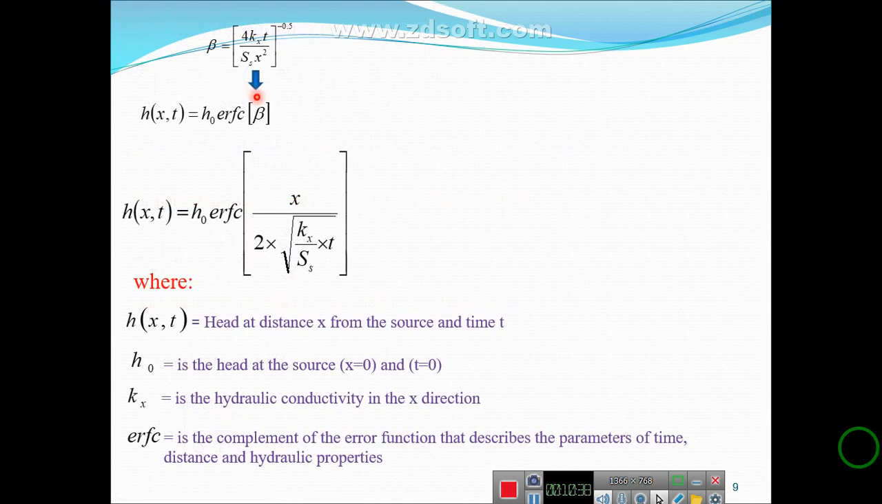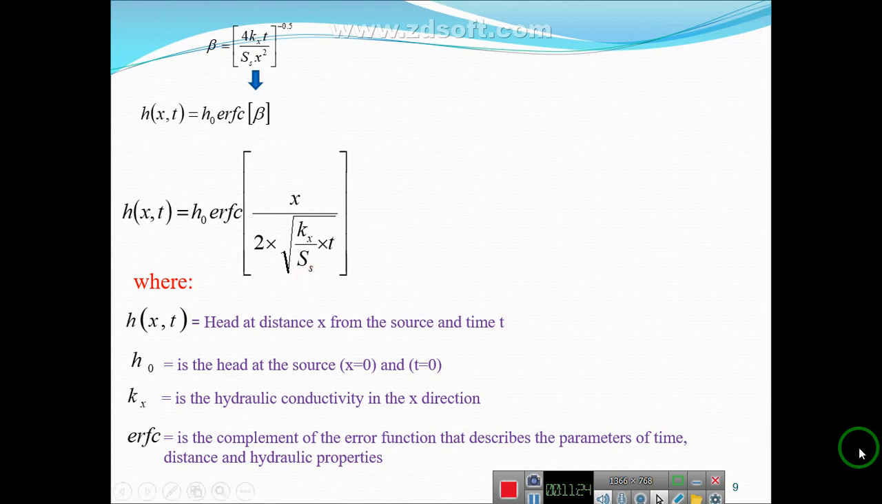By putting beta here, this equation is obtained. In this equation, h represents the head at distance x from the source and time t. h0 is the head at the source for both x and t equal to 0. Kx stands for the hydraulic conductivity in the x direction.